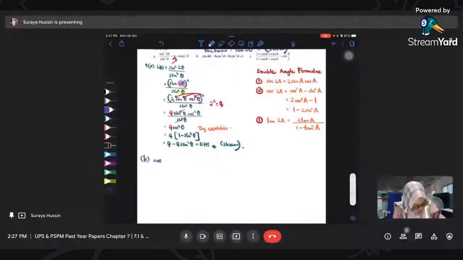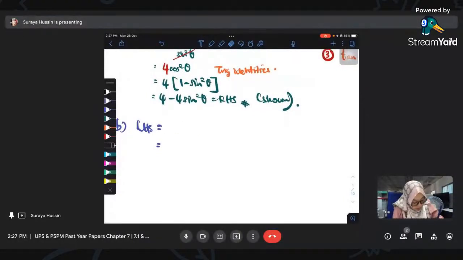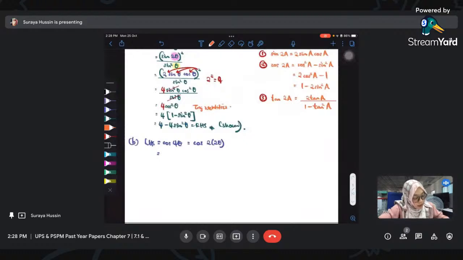So left-hand side is equal to cos 4 theta. So dekat sini saya juga boleh tukarkan dia menjadi cos 2 times 2 theta, right? And then I know that I can apply one of the formula untuk cos punya double angle.